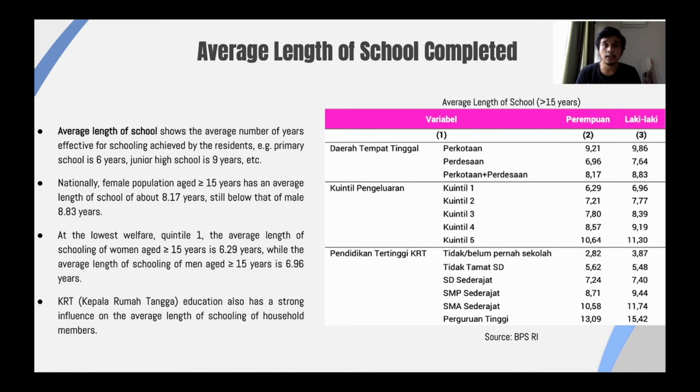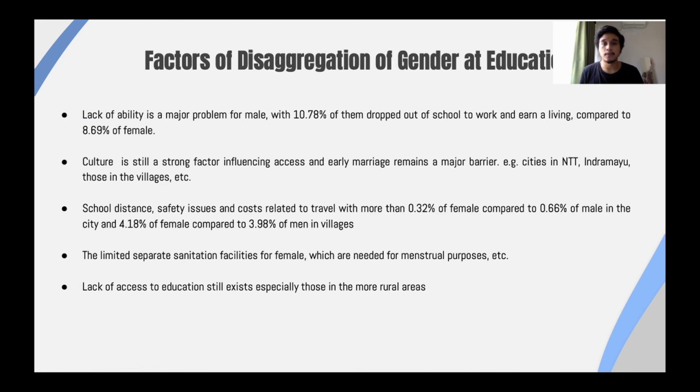And lastly, the third row in the table shows that the family's education background also has an impact on the students' educational completion length. So you can see that, for example, if the family background, or the KRT, kepala rumah tangga, just finished primary school, then the students also complete about the same length of school, which is about 7 years. If the head of household completes university level, then the students also complete up until university level, or about 13 years.